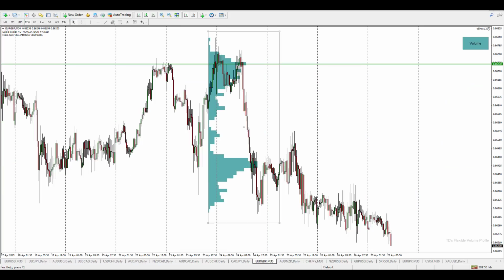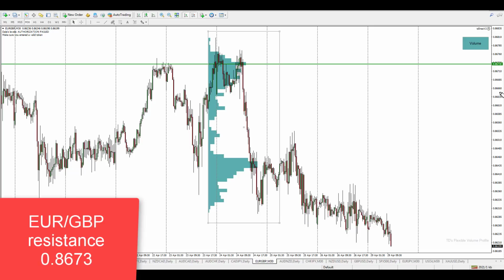The next trading idea I wanted to show you is on the euro pound. Again, this is a 30-minute chart of the euro pound. And as you can see, there was a strong selling activity right there, strong sellers. And if you look at the profile in this area, then you can see that there were massive volumes accumulated before the selling activity started.